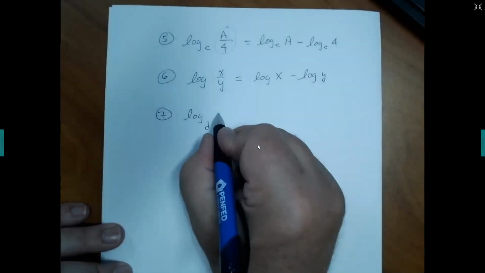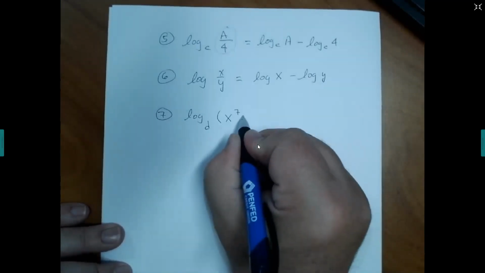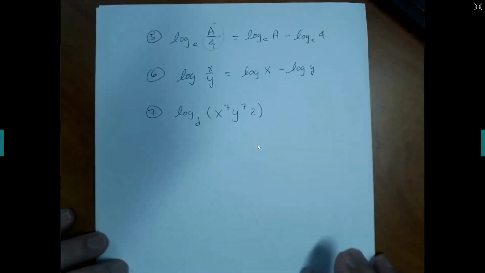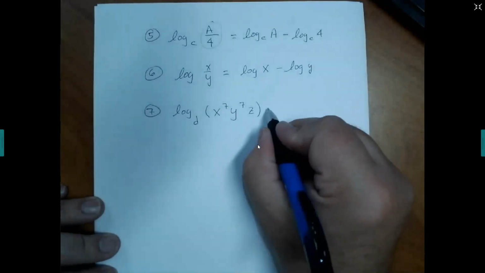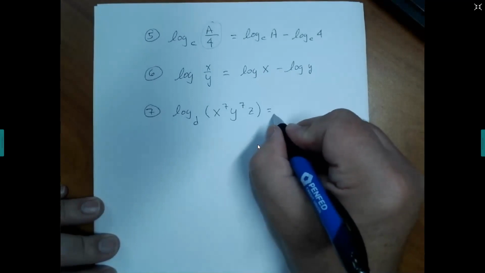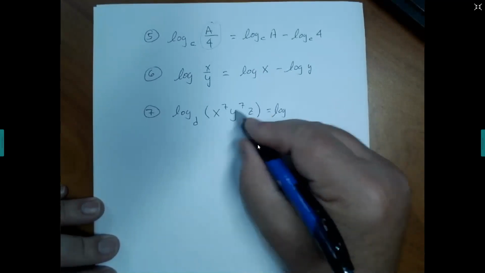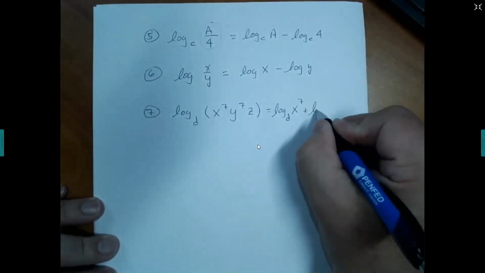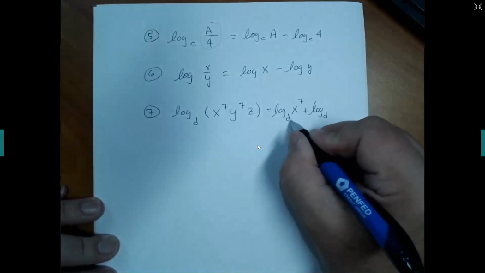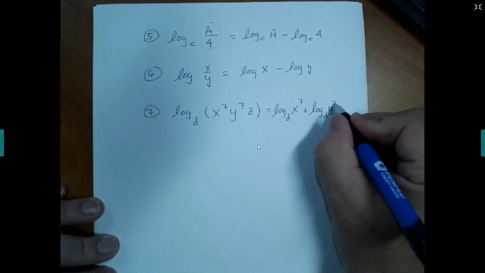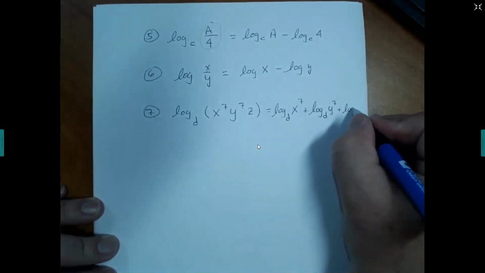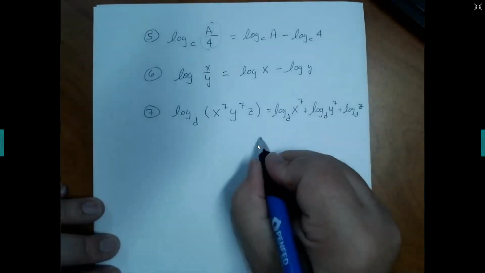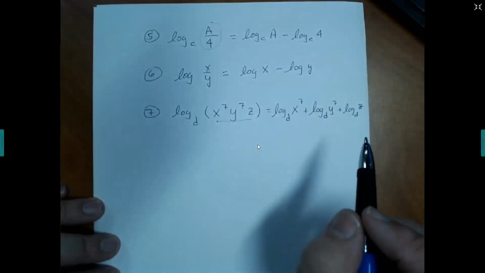Log base d of x to the 7, y to the 7, z. Expand that. So first off, since they're all multiplied, we can separate them by adding them. So it's log base d of x to the 7, plus log base d of y to the 7, plus log base d of z. That's the first step. So get rid of the parentheses.